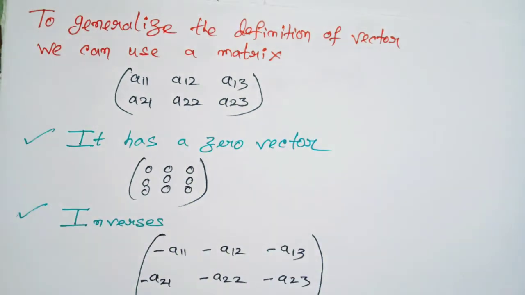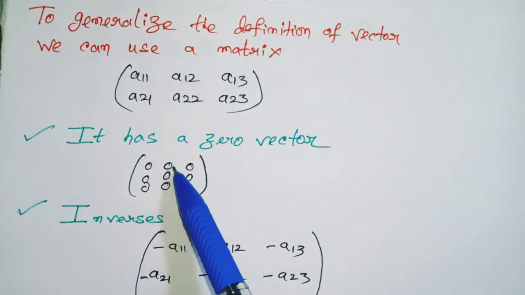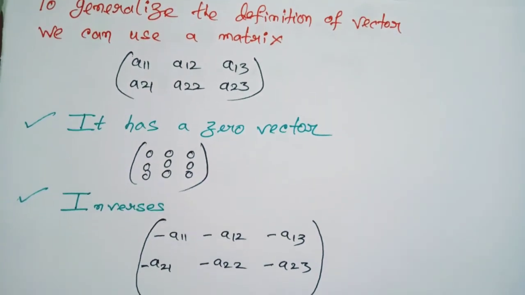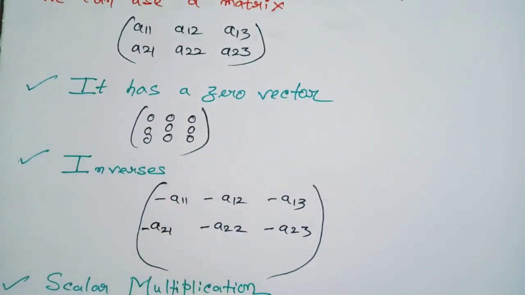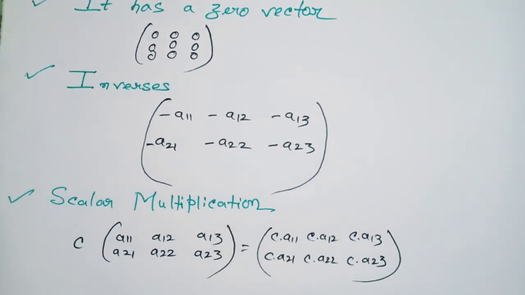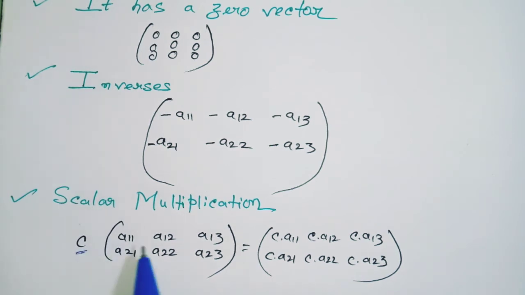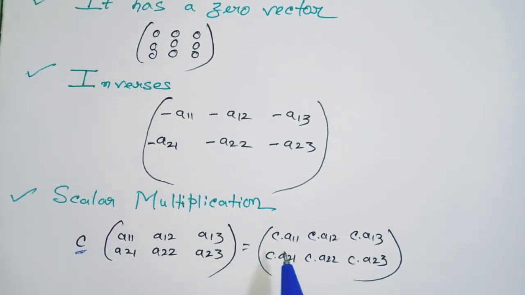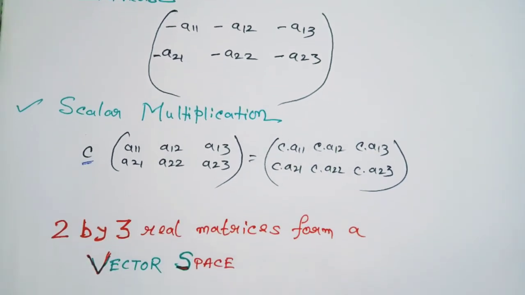It has a 0 vector, obviously: 0, 0, 0, all of this. It has got inverses, negative signs, right? And it has got a scalar multiplication. So we can do the scalar multiplication, C being the scalar, multiplying it by a 2 by 3 matrix and getting the result. So here is the final one: 2 by 3 real matrices form a vector space.